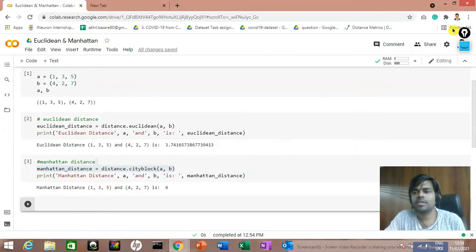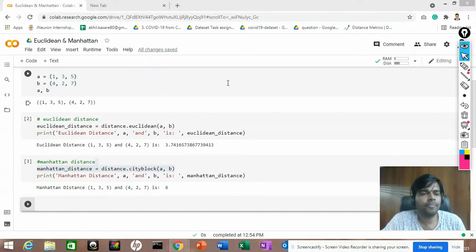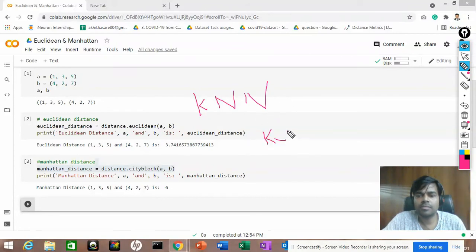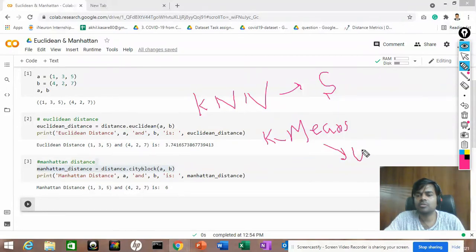Euclidean distance is the most used distance metric in machine learning. Euclidean distance is basically used in KNN, and another one is K-means. KNN is basically supervised, and K-means is basically unsupervised. In these two algorithms, we use Manhattan distance and Euclidean distance. KNN is K nearest neighbors.